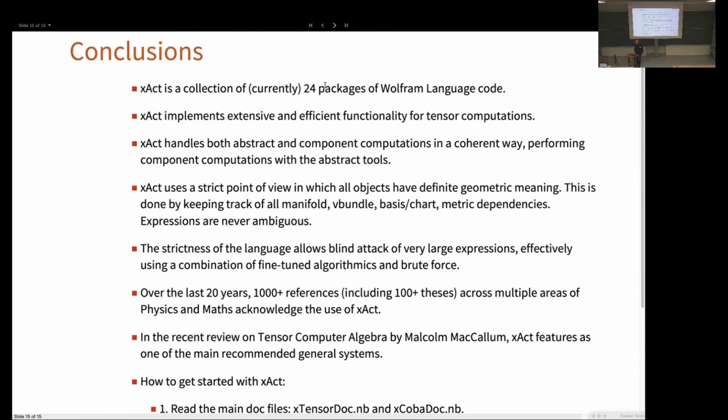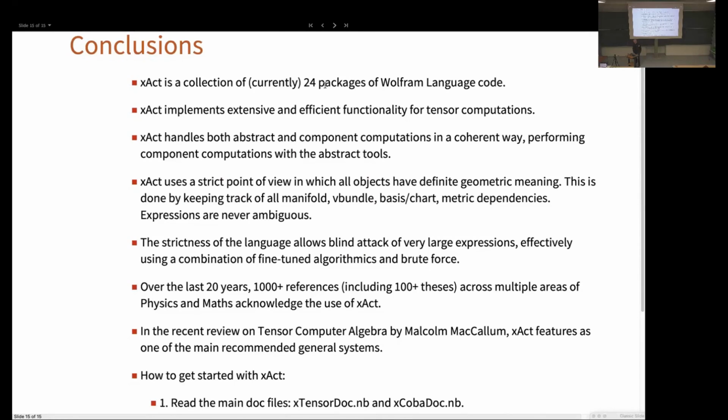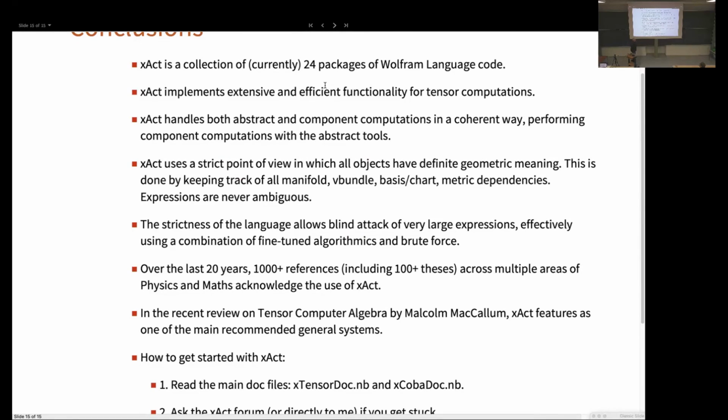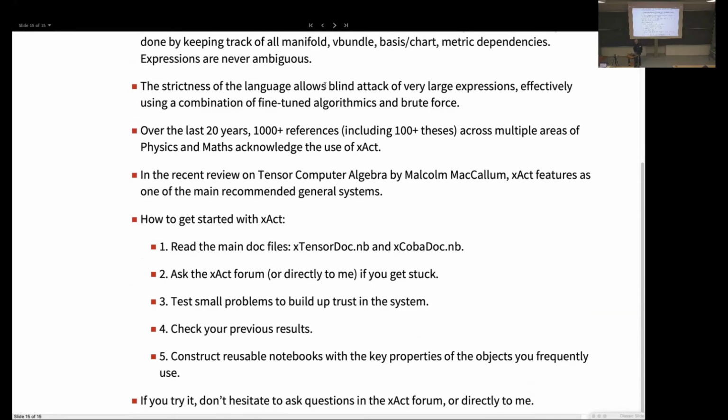So I conclude with this summary list. You can read it, but essentially, xAct is a collection of 24 packages. More are being developed. Already 1,000 references are using it. And I would like to mention that in the recent tensor computer algebra review by Malcolm MacCallum, xAct was one of the systems that he recommended, particularly the one he recommended for Wolfram Mathematica.